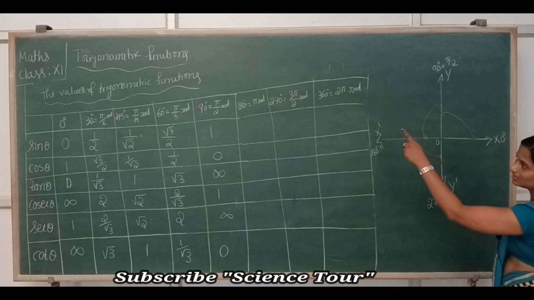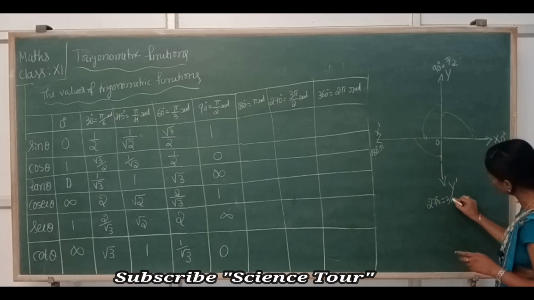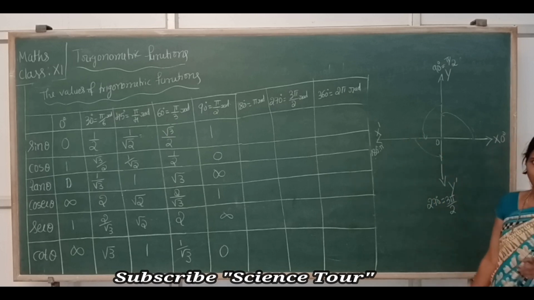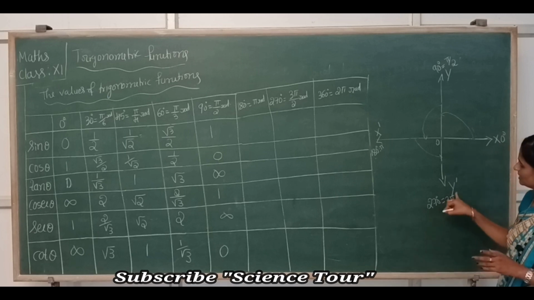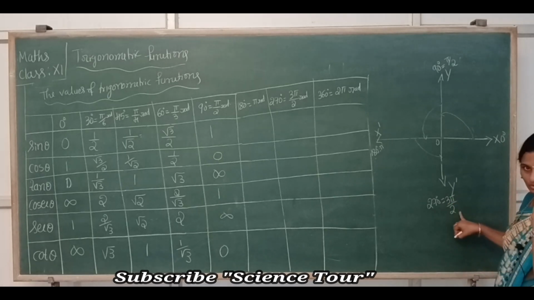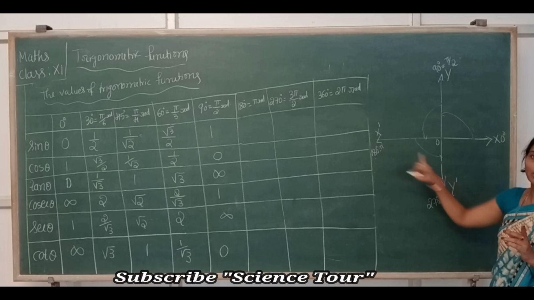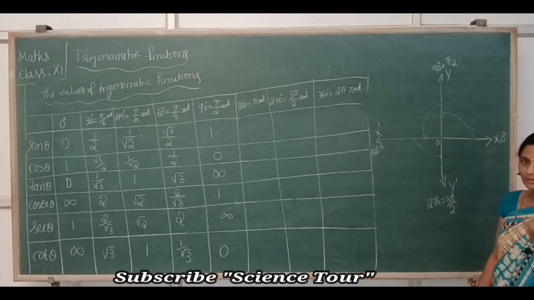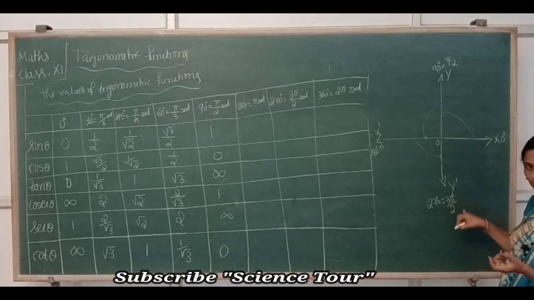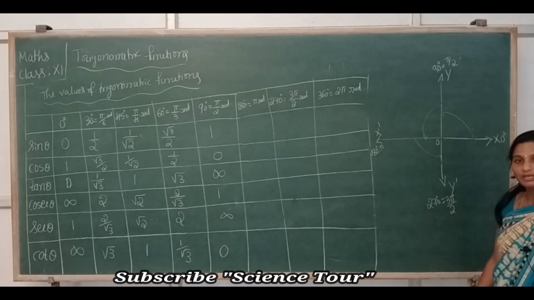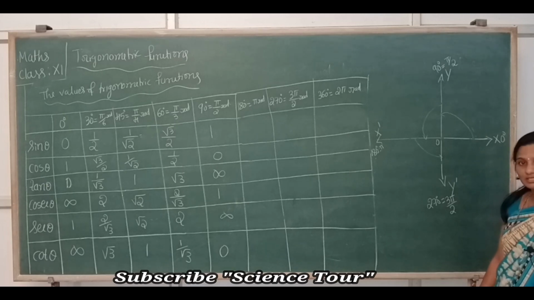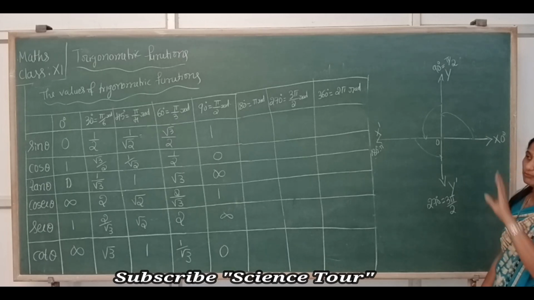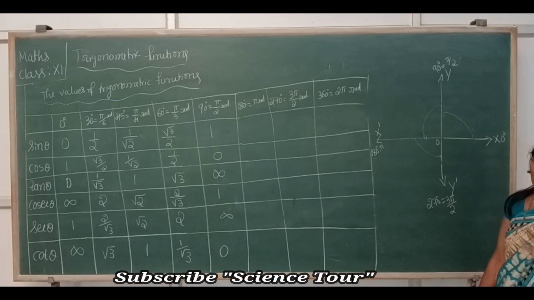270 degree in terms of radian is 3 pi by 2 radian. So here remember the values in radian. Pi by 2 means 90 degree and pi means 180. 270 means 3 pi by 2. 45 means pi by 4. 60 means pi by 3. You should be familiar with those radian values.